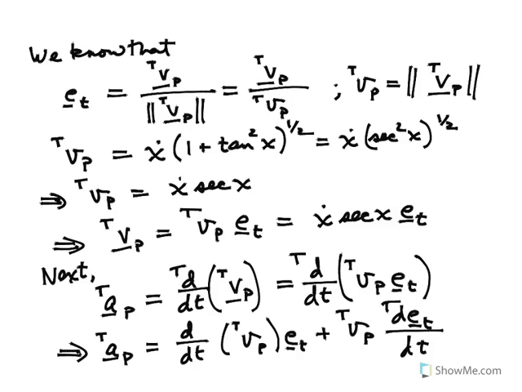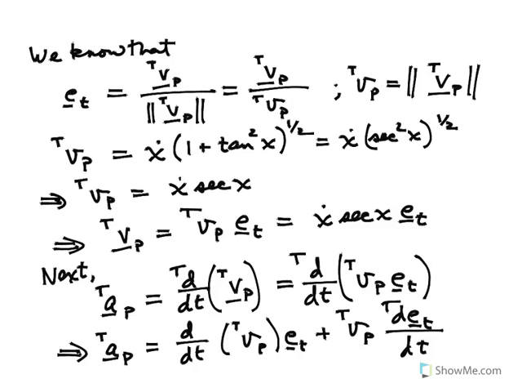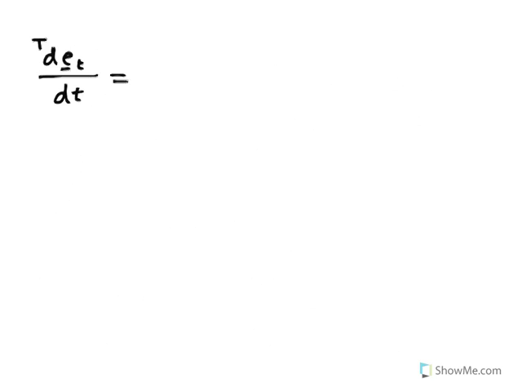The main thing that needs to be computed now is the rate of change of the tangent vector as viewed by an observer fixed to the track. So the rate of change of the tangent vector as viewed by an observer fixed to the track is equal to, well, let's look at the tangent vector. What is the tangent vector? Well, it's the velocity divided by its magnitude. So what we have to do here is write down the tangent vector first. So let's write that down.